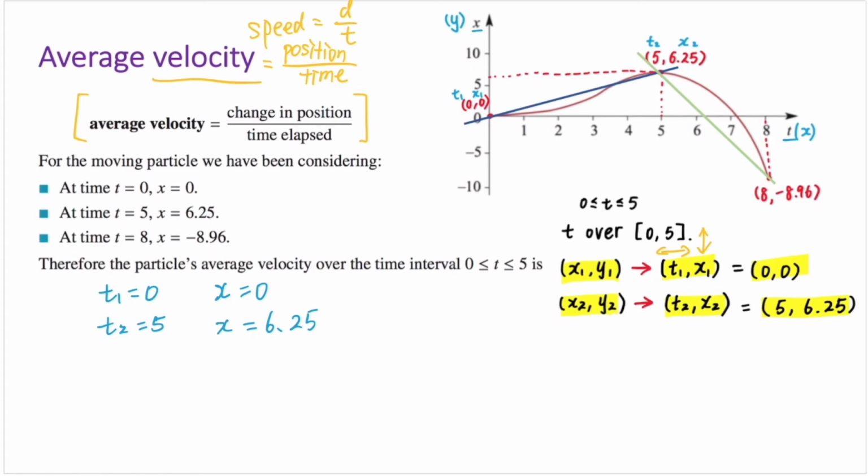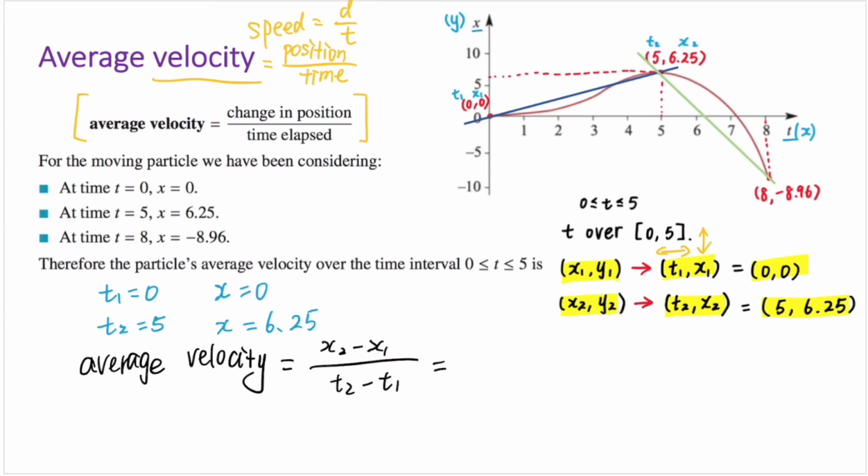So now let's calculate the average velocity between these 2 points. So difference in x values, x2 minus x1 over t2 minus t1. So this is going to be 6.25 minus 0 over 5 minus 0, which is 1.25 meters per second. So the average velocity is 1.25 meters per second.